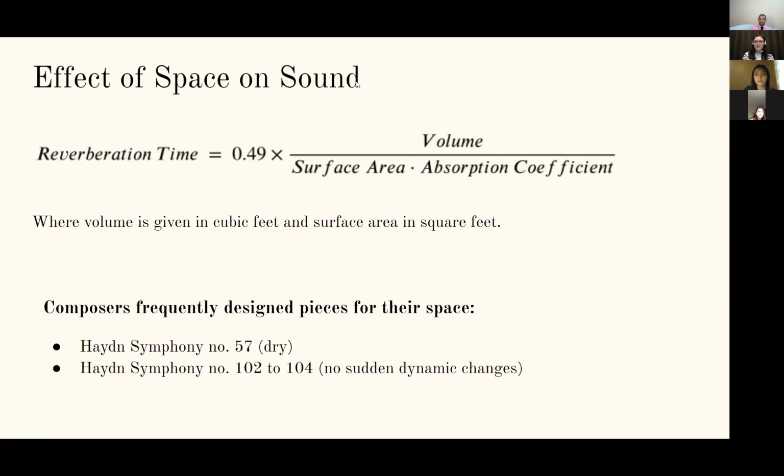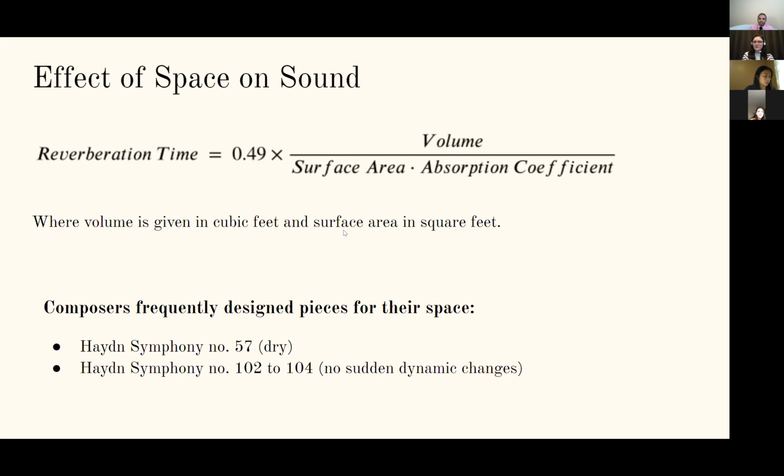It's long been recorded that there is an effect of this space on sound. The reverberation time is equal to 0.49 times the volume divided by the surface area times the absorption coefficient, and volume is given in cubic feet and surface area in square feet.